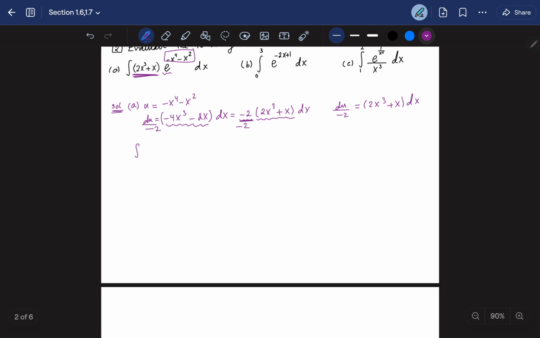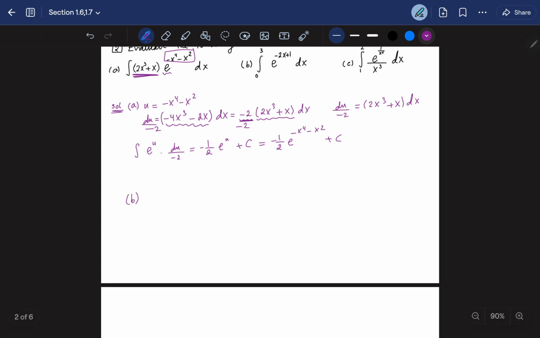Plugging everything back in, this is e to the u multiplied by du over negative 2. Using the formula of antiderivative here, I just get this, and remember to plug in your original substitution back in once you're done.